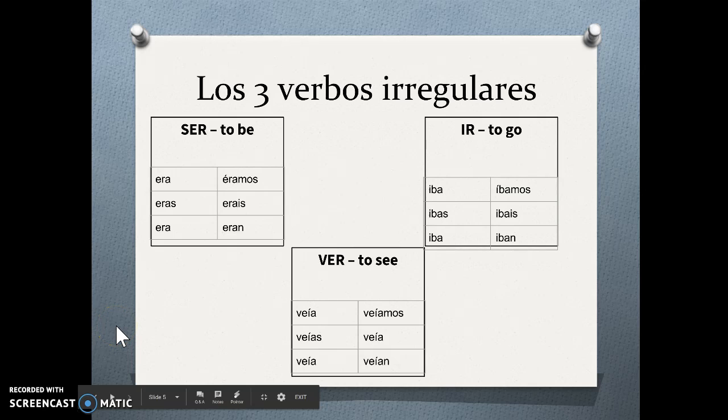Moving on, our last slide. These are likely the shortest notes you'll get all year. You need to make sure that you have written down accurately the conjugations for los 3 verbos irregulares en el imperfecto. These are the only 3 verbs that are irregular in the imperfect. We start with ser, to be, and the conjugations are era, eras, era, éramos, erais, eran. Ir, to go: iba, ibas, iba, íbamos, ibais, iban.